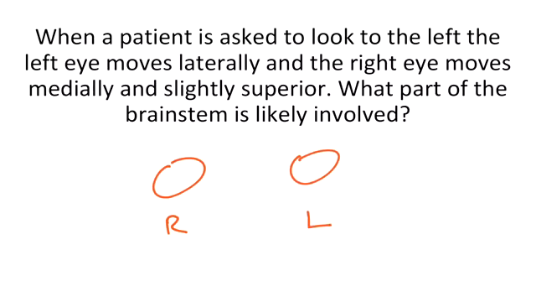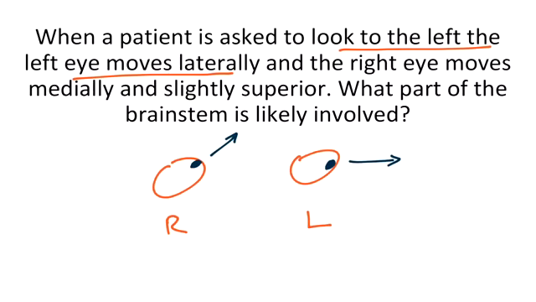From the question stem, we can see that when looking left, the left eye moves laterally. So let's show that here. When looking left, the left eye moves laterally. The right eye moves medially, as expected, but also slightly superior, which is unexpected. So like this. These clinical findings should make you think of damage to the trochlear nerve.